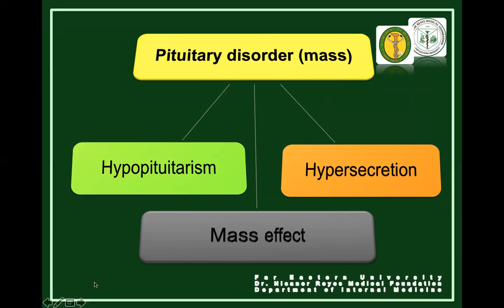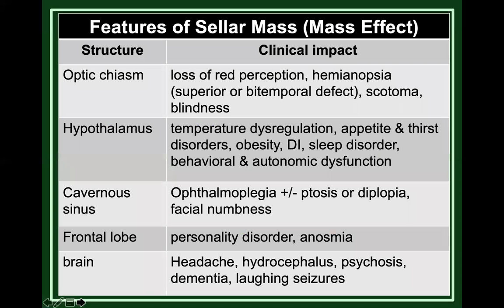Okay. So always take into consideration, if you have a pituitary problem, is there a mass effect? Is there hypersecretion? Is there hyposecretion? So what are these mass effects that I should be thinking about? If the tumor goes up superiorly, then you can have problems in red perception, hemianopsia. There can be a bitemporal defect, scotoma, and some will also cause blindness.